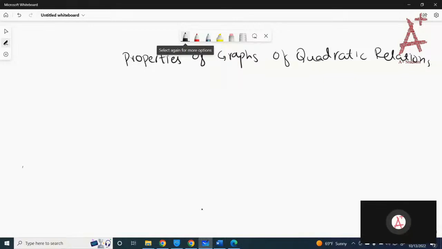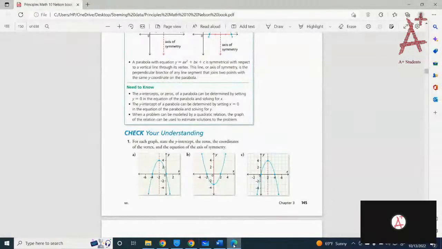Got it? I am following the Nelson grade 10 book. Please make sure you have the same book, and the topic we are working on is properties of graphs of quadratic relations, that is on page 138. I'm going to start with the practice questions so that I can explain the concepts. I'm on the book, chapter 3, page 145, and going to start with the practice question. Got it?